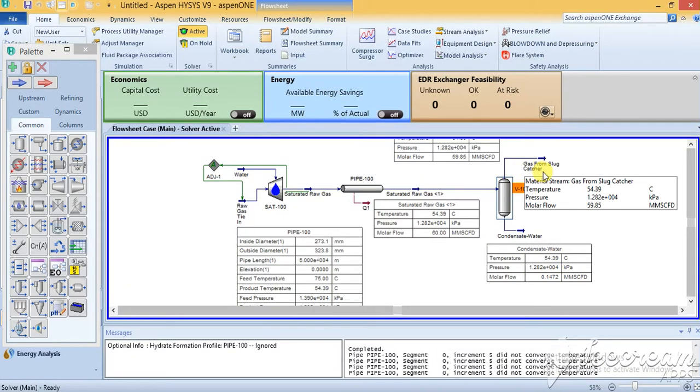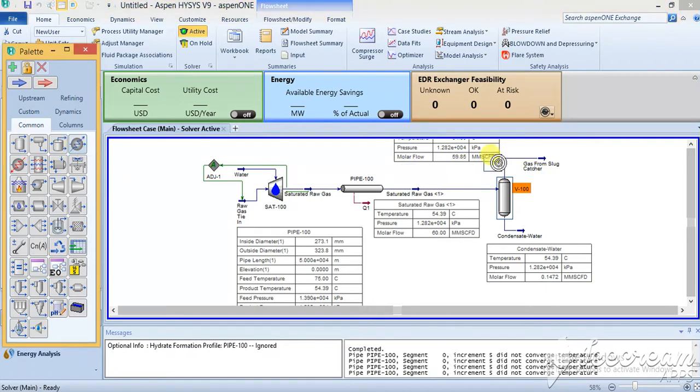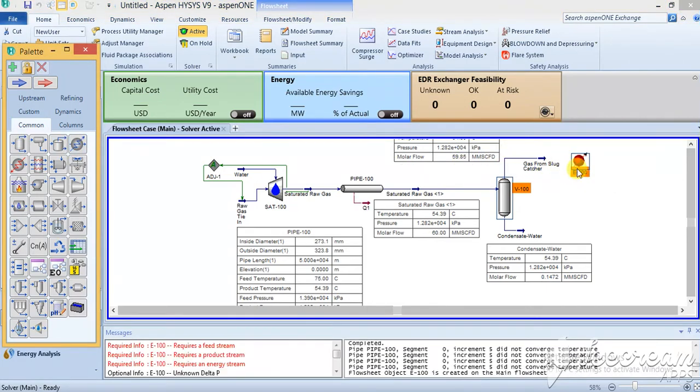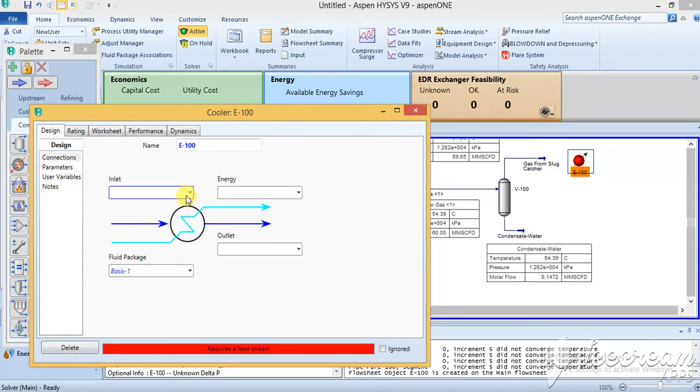This gas from the slug catcher will go into the inlet cooler. So I have added the cooler icon from here, and I have pulled that cooler icon to here. If you click on the cooler and add the inlet, you add the condensate, the gas from the slug catcher.